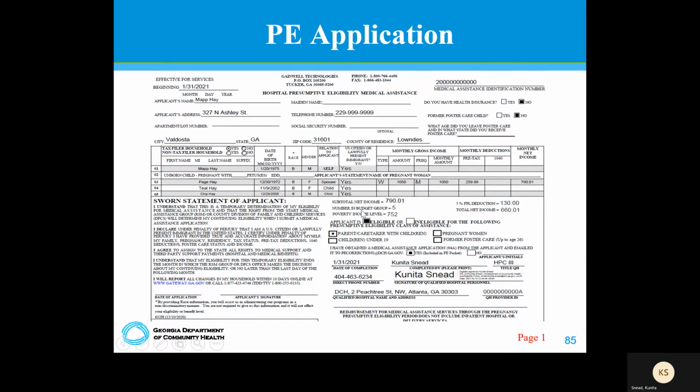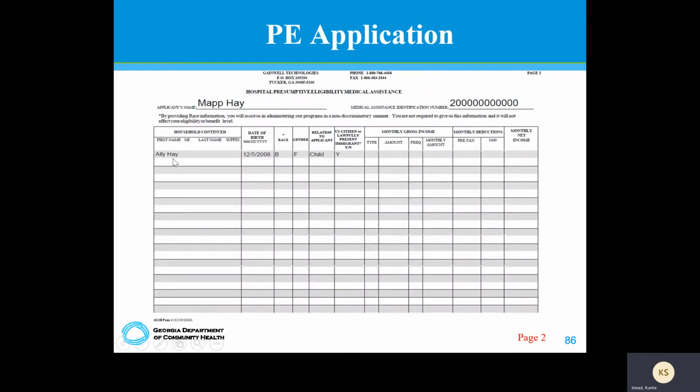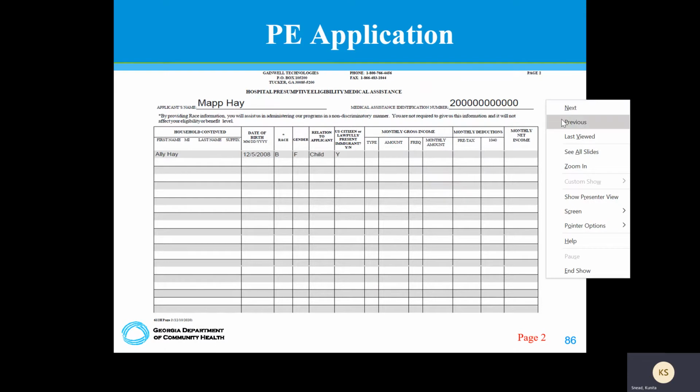So that goes on Mrs. Hay's line. The next person I put on here was the oldest child, Teal. Then I put Chip. And then on the next page, I put Allie. And remember, I put Mr. Hay's name up here and then also the ID number of the person that I put online on the previous page.